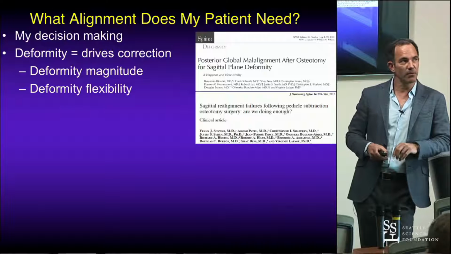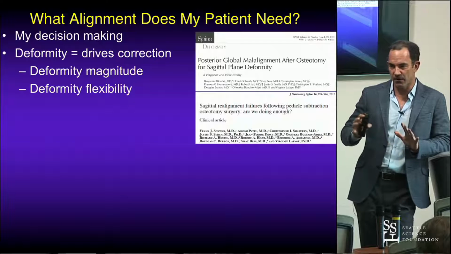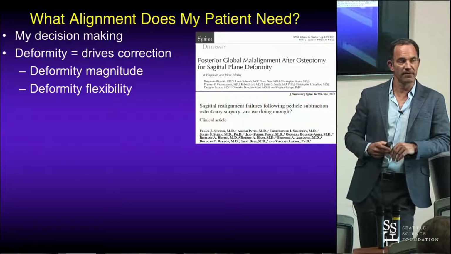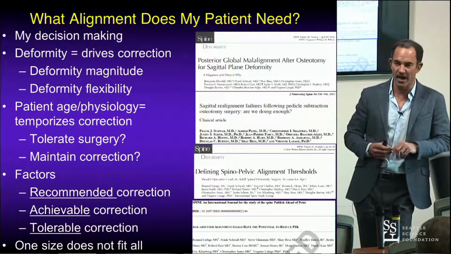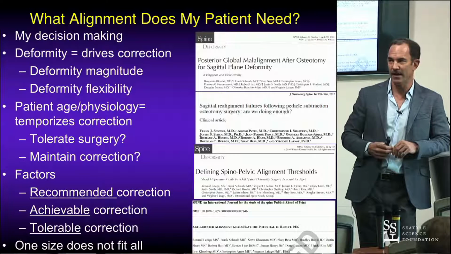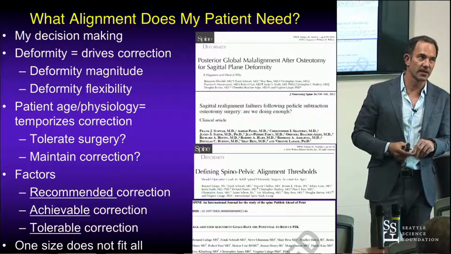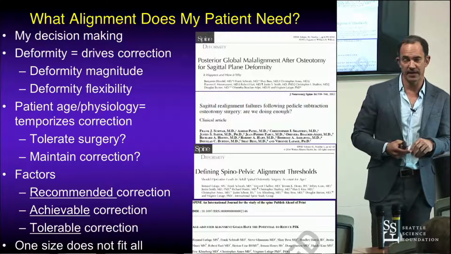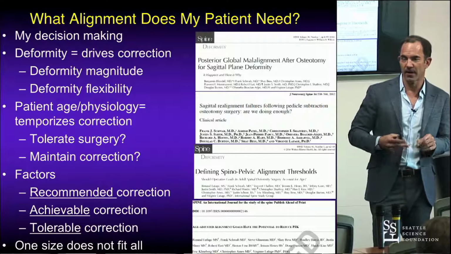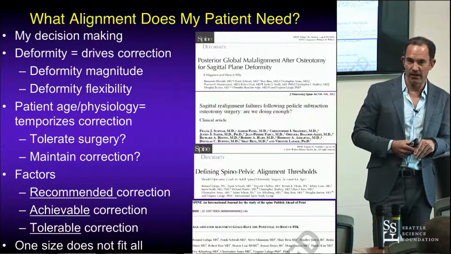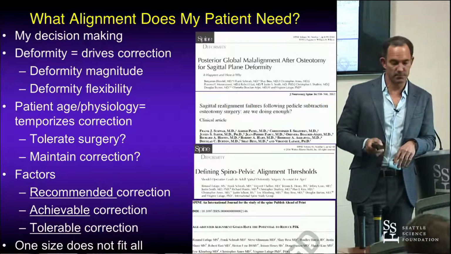So if you look at my decision making, in my mind, the deformity drives my correction, namely what I'm going to do, right? The magnitude and the flexibility of the deformity. But then the patient's age and physiology is going to temper what I do. Again, they have to be able to maintain and tolerate the surgery. So I think we have to integrate what the recommended correction is, what the achievable correction is based upon our studies, and what's going to be tolerable. And clearly, one size is not going to fit all. If you're a hammer and every patient looks like a nail, again, we're going to get burned several times. So we need to start thinking through this process.